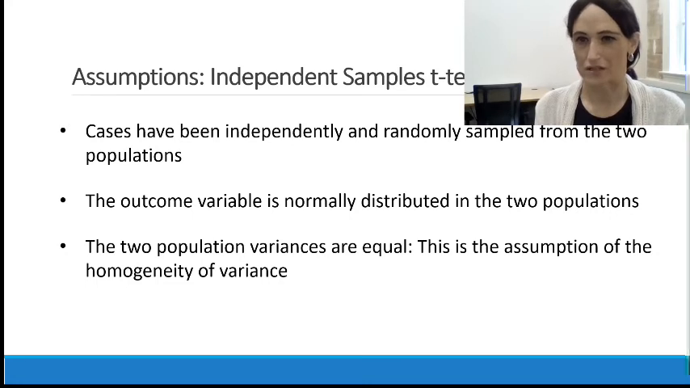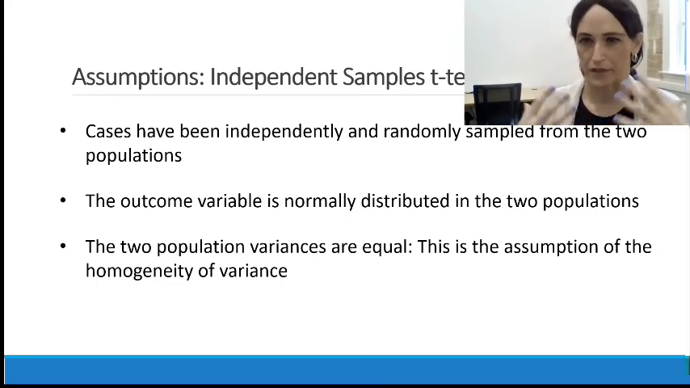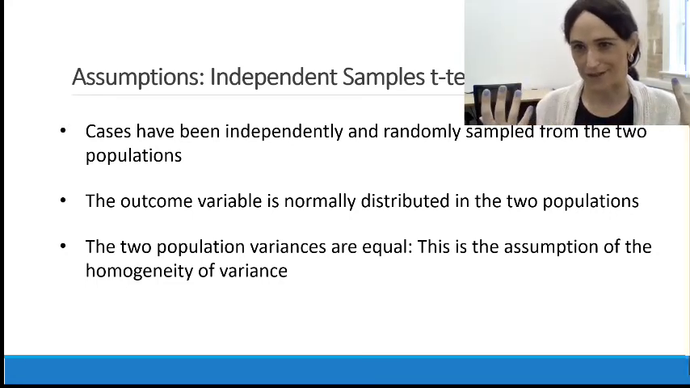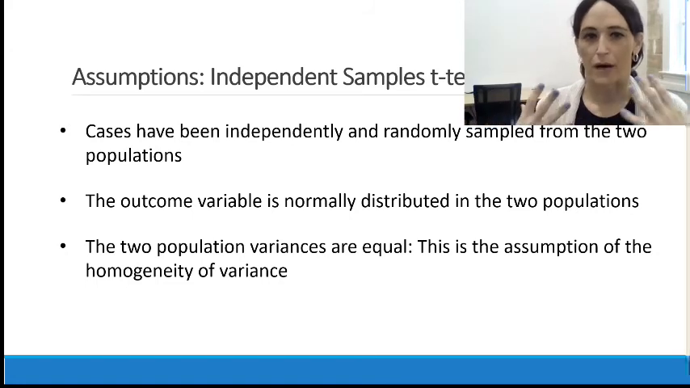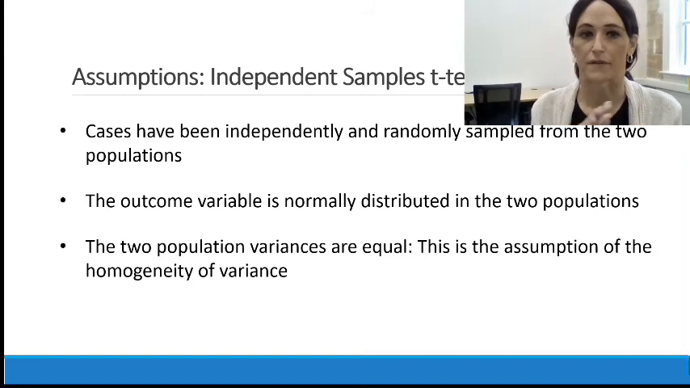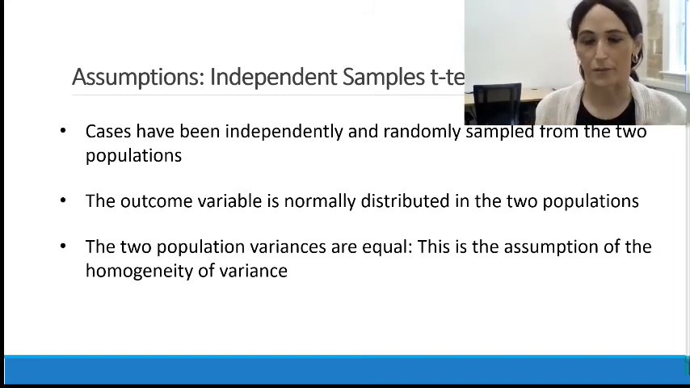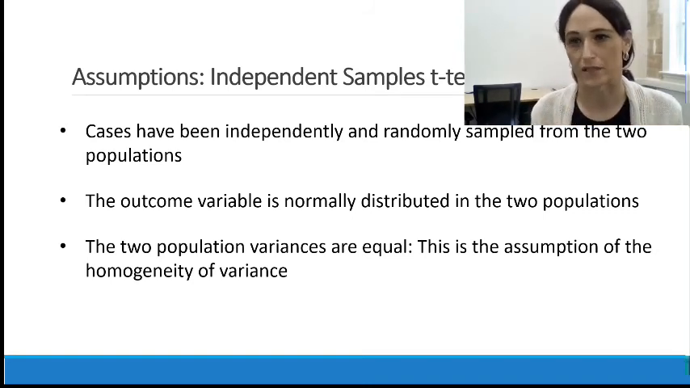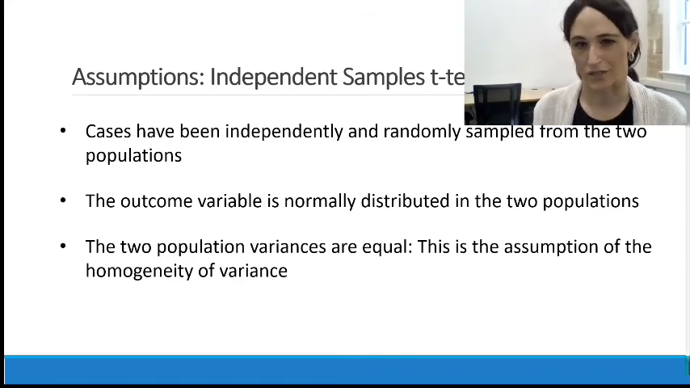The outcome variable is normally distributed in the two populations. We can start to relax this assumption with larger and larger samples because of the central limit theorem, but for the purposes of a t-test, when we usually are talking about smaller samples, the outcome variable should be normally distributed or approximately normally distributed in those two populations.